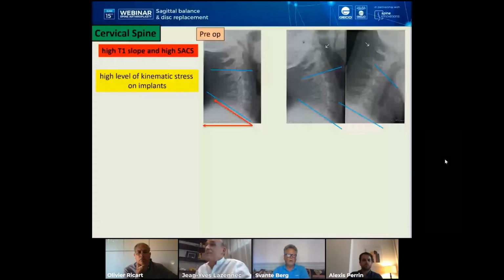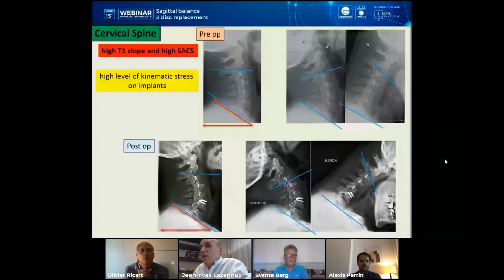So we need to have such an X-ray preoperatively, not only doing basic dynamic X-ray, we need to look at the T1 slope. And you see here how different the position of the implant is between high flexion and high extension. And this raises the idea of the extension reserve and the flexion reserve. Not all of the patients are the same for extension reserve and flexion reserve.